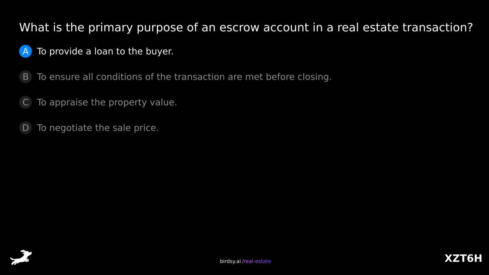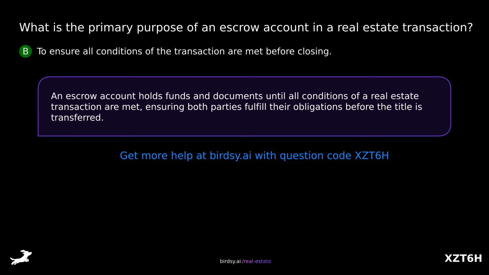Is it A, to provide a loan to the buyer? B, to ensure all conditions of the transaction are met before closing? C, to appraise the property value? Or D, to negotiate the sale price? The answer is B, to ensure all conditions of the transaction are met before closing. An escrow account holds funds and documents until all conditions of a real estate transaction are met, ensuring both parties fulfill their obligations before the title is transferred.